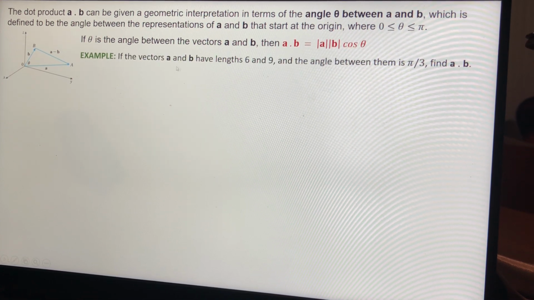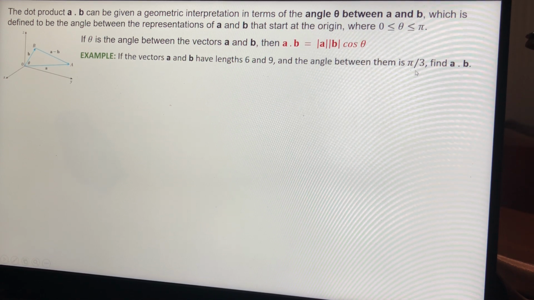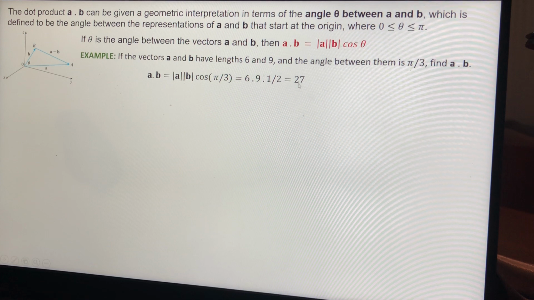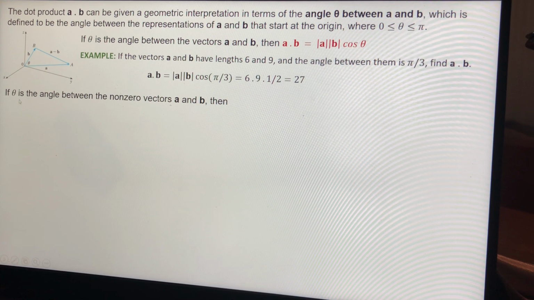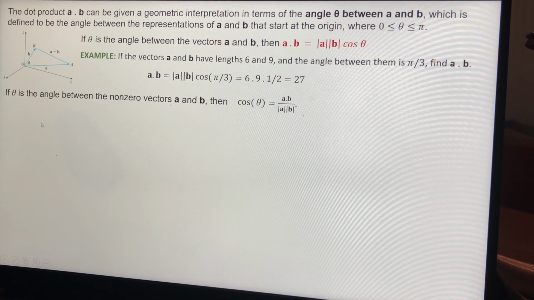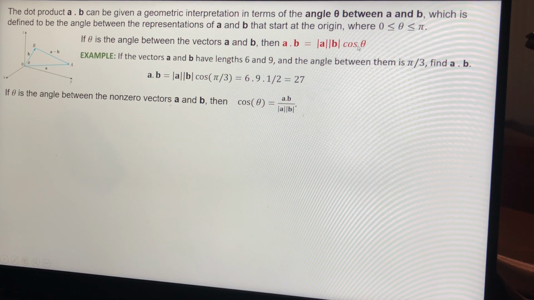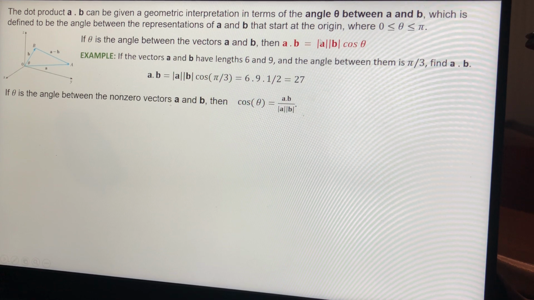Here you go: if the vectors A and B have lengths 6 and 9, and the angle between the two vectors is pi over 3, find the dot product. It's the length of A, 6, times the length of B, 9, times cosine of pi over 3. It is that easy. Cosine pi over 3 is 1 over 2, so the result will be 27. If theta is the angle between the non-zero vectors A and B, then from this formula you can solve for cosine theta. This will be A dot B over the length of A times the length of B. So you can easily find the angle between two vectors.